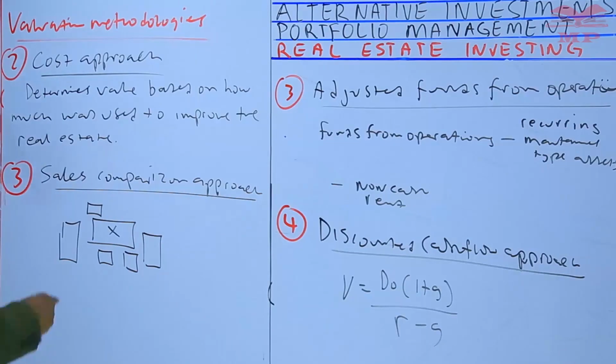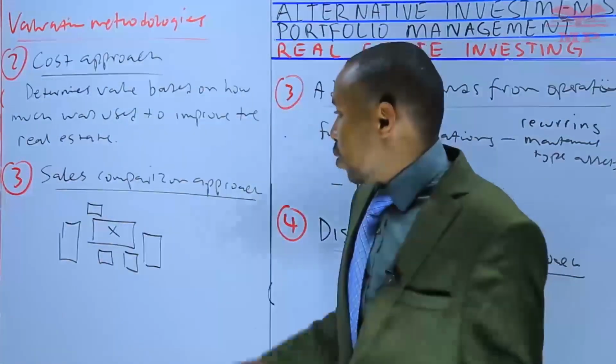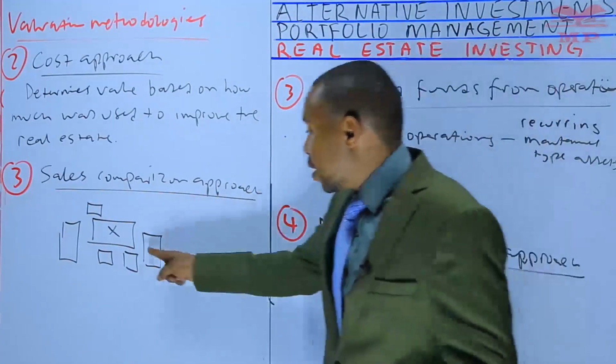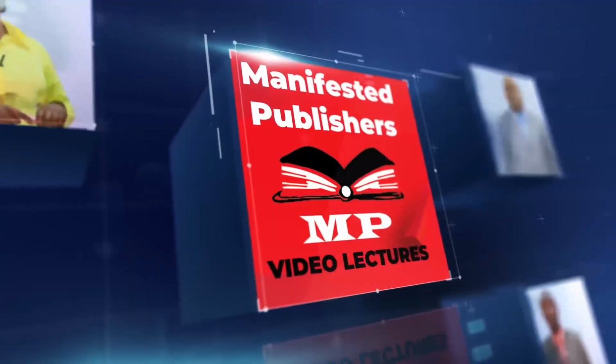The average value per square foot of these properties can be adjusted for age, for condition, for location, and so on and so forth. So that is what you're saying: you determine the value by the sales comparison approach based on competing properties just beside your building.